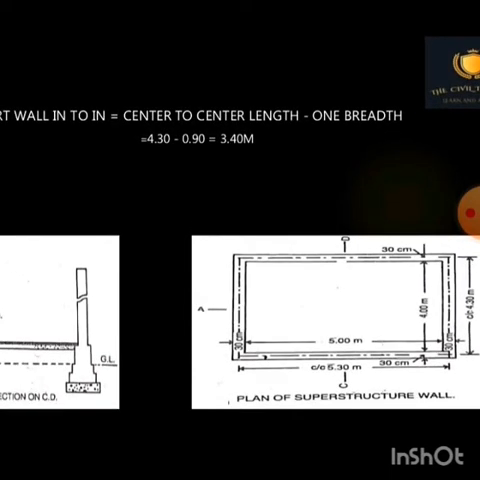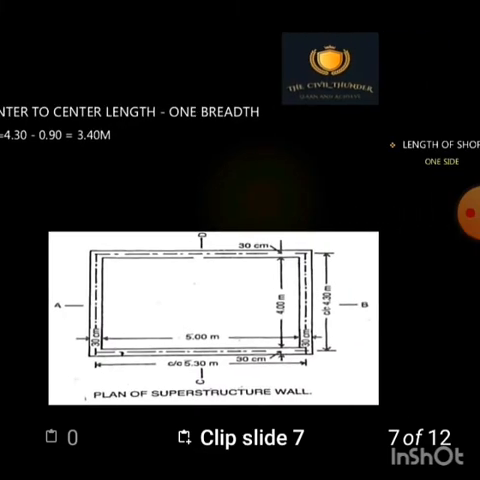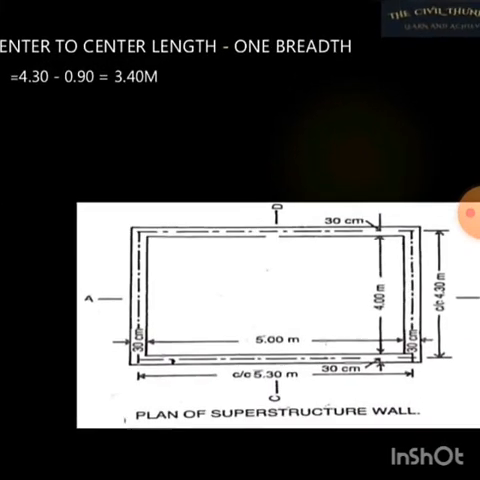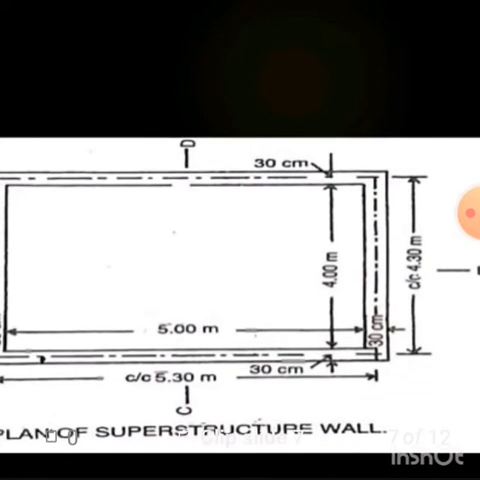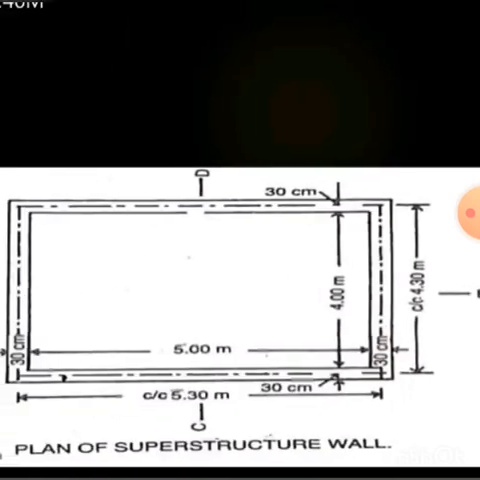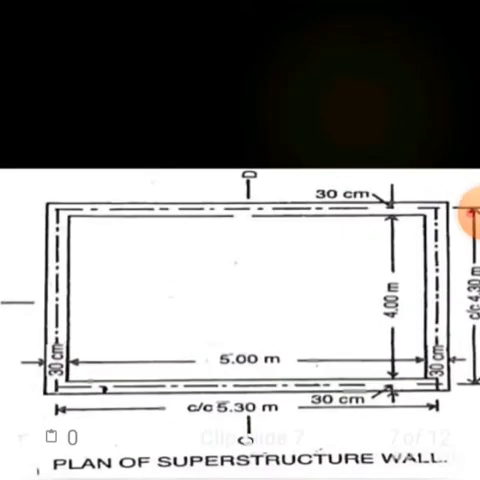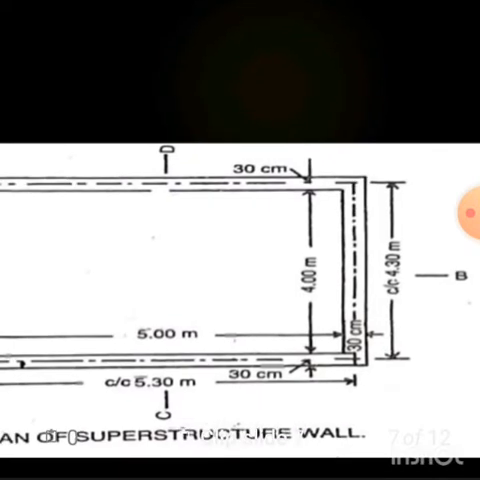So as you can see in the diagram, the in to in length is nothing but, so here you can see the inner to inner distance is 4 meters, but the center to center length of short wall is 4 plus 0.3 by 2 plus 0.3 by 2, which is equal to 4.3.